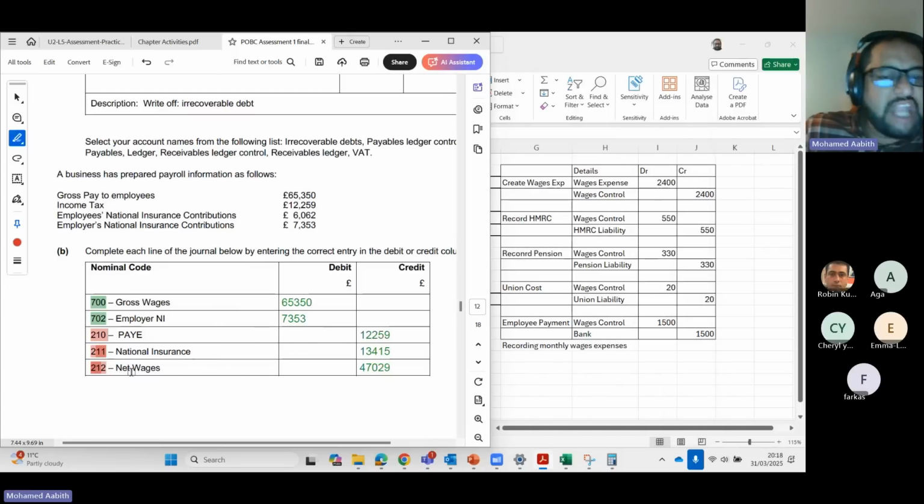Even your net wages is a liability until you pay that, because businesses do the payroll run before they actually pay it. So when they run the payroll transactions, initially they will become a liability account until they pay. Once they pay it, this will be cleared from the liability. Net wages account will be a liability, and then the bank will be credit, net wages will be debit, and it will be gone away. So these are the accounts they use when it comes to exam style questions.